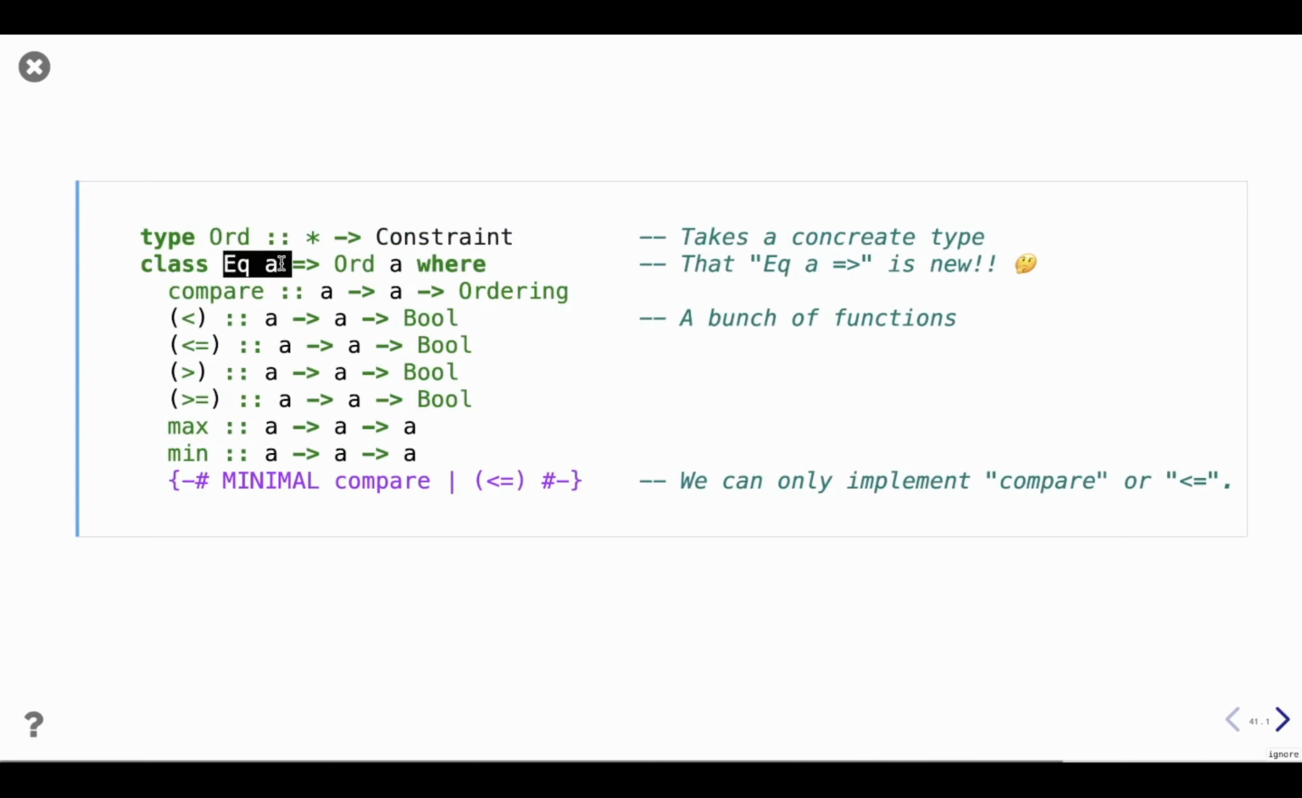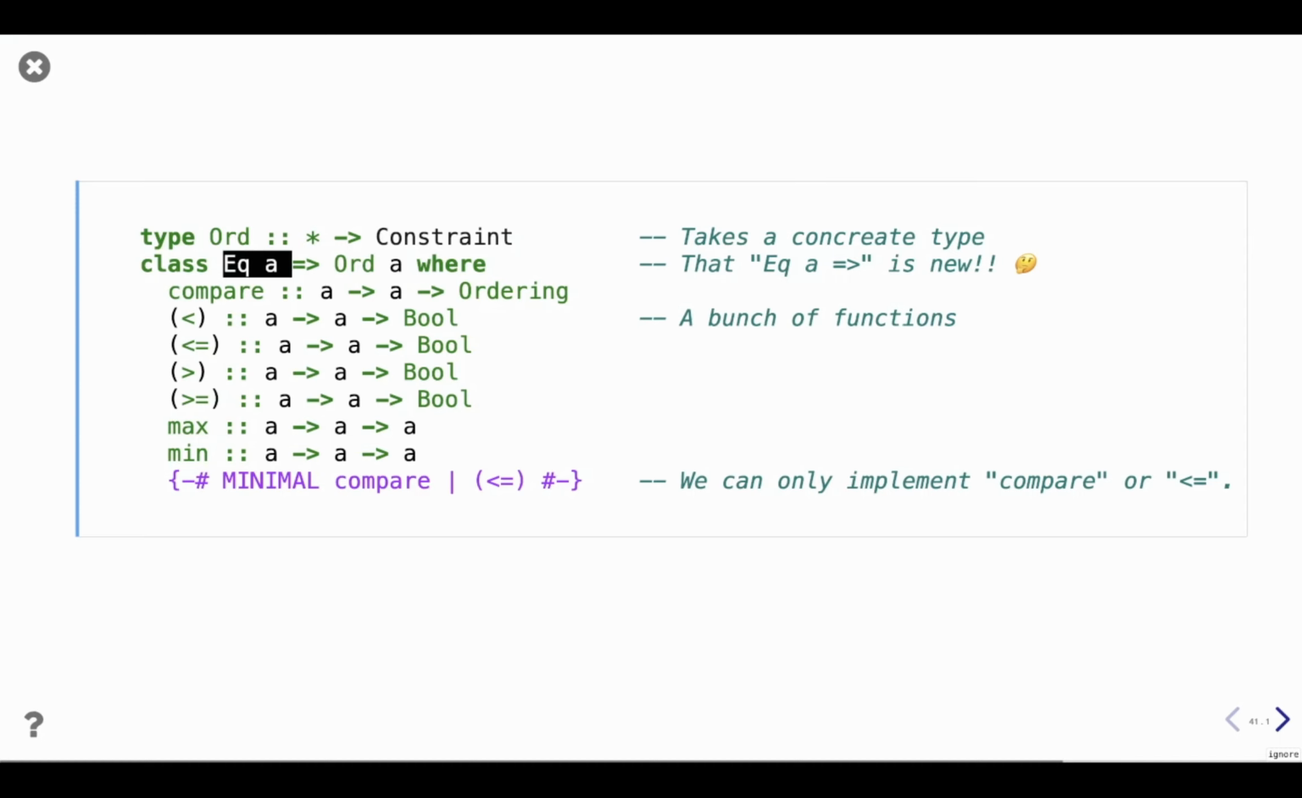We have seen this in both functions and instances, but never on type class definitions. This Eq a means what you imagined. To make a type a an instance of Ord, first we have to make it an instance of Eq, meaning that Eq is a prerequisite for Ord. In other words, Eq is a superclass of Ord, or Ord is a subclass of Eq.